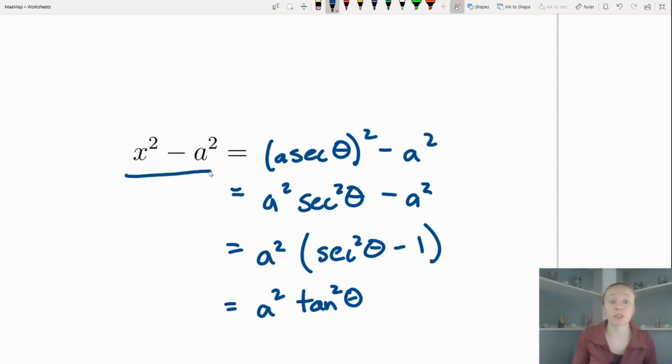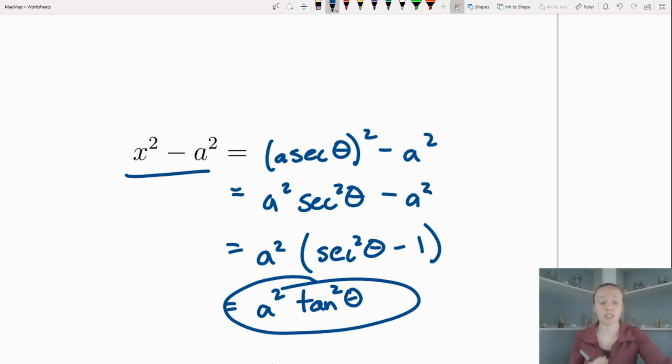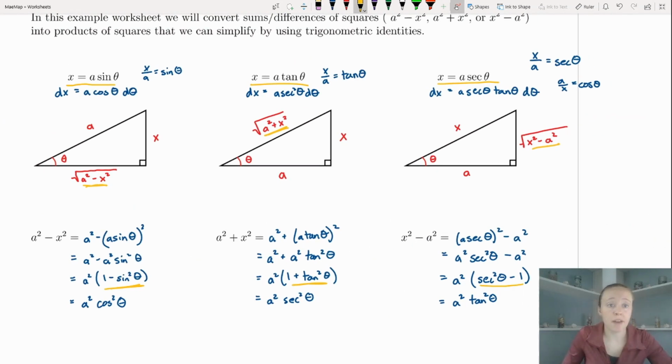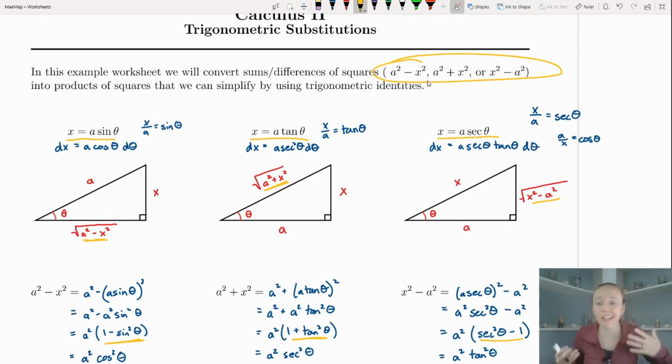So whenever we have an x squared minus a squared in our problem, we know we can get to some product. That way we can apply those exponents. So again, x equals a sine of theta, we use that for a squared minus x squared. x equals a tangent of theta, we use that for a squared plus x squared, or x squared plus a squared. And for x equals a secant of theta, we're going to use that for x squared minus a squared. So there we go. We covered those 3 sums and differences that I mentioned at the beginning of this worksheet.